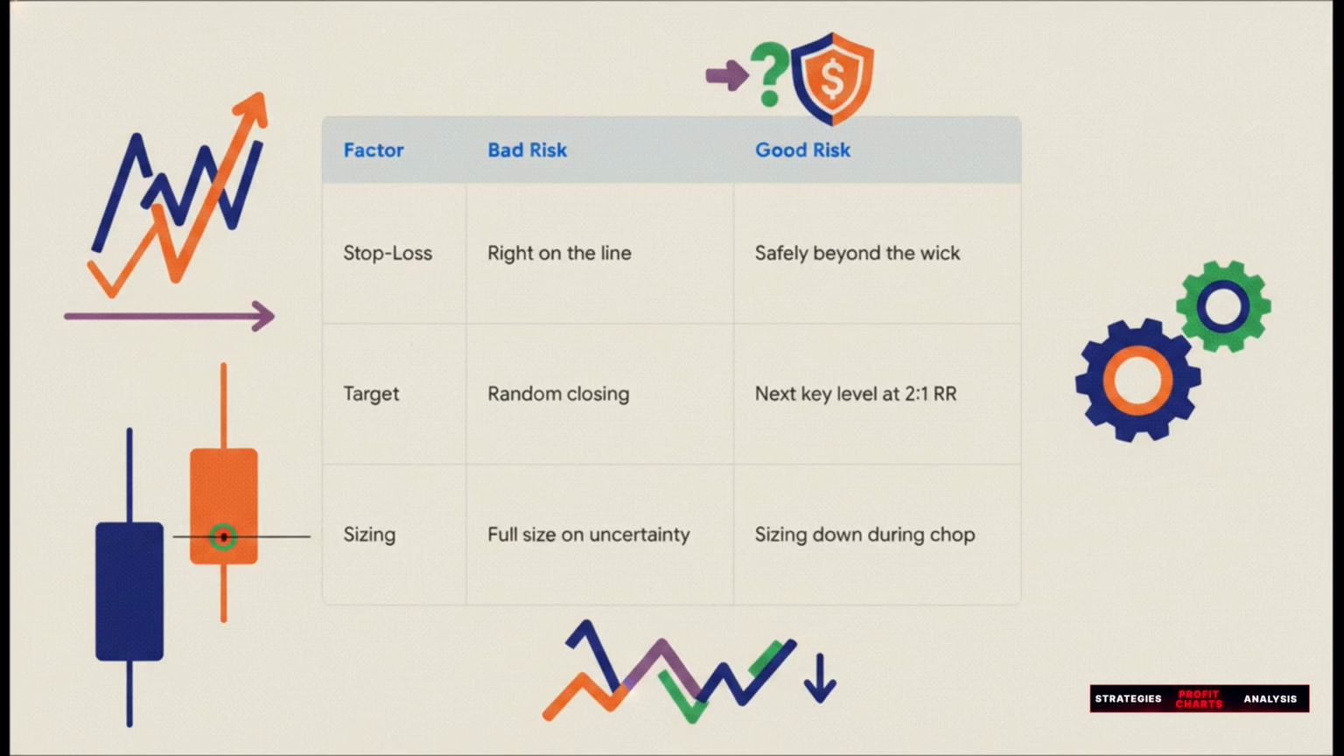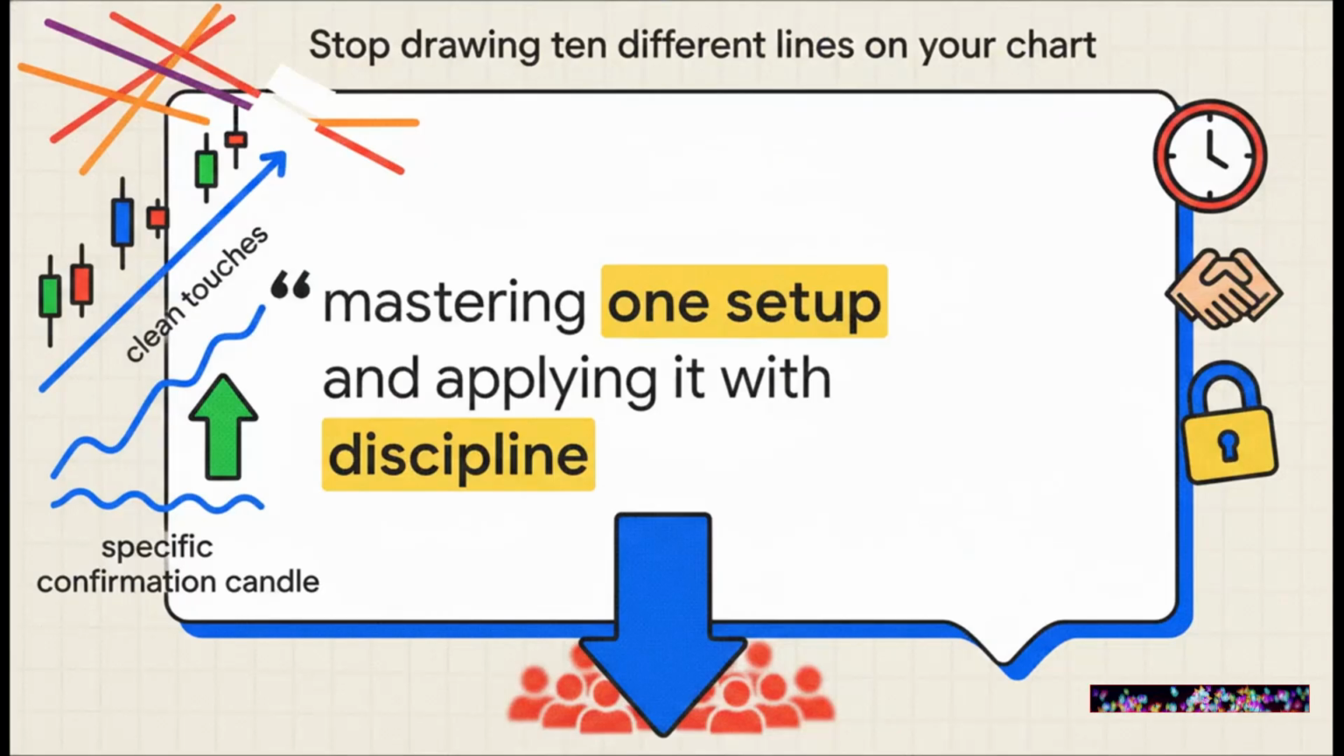As for targets, don't just close out of random fear. Target the next logical key level for at least a 2-to-1 reward to risk ratio. Doing this ensures that even if you only win half of your trades, you are still highly profitable in the long run. It really all boils down to this.